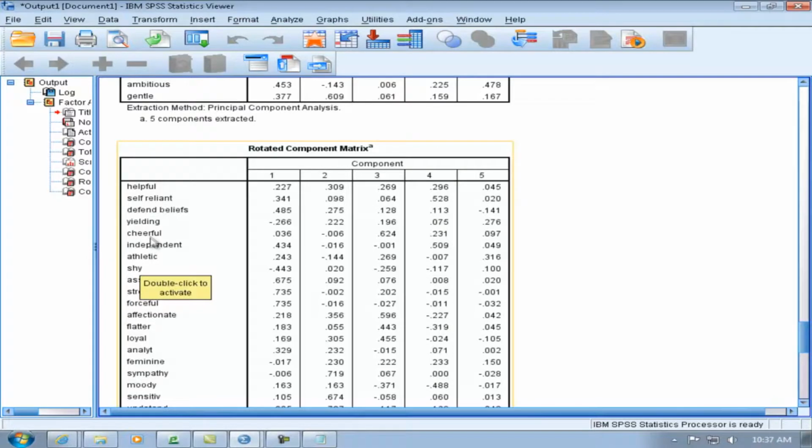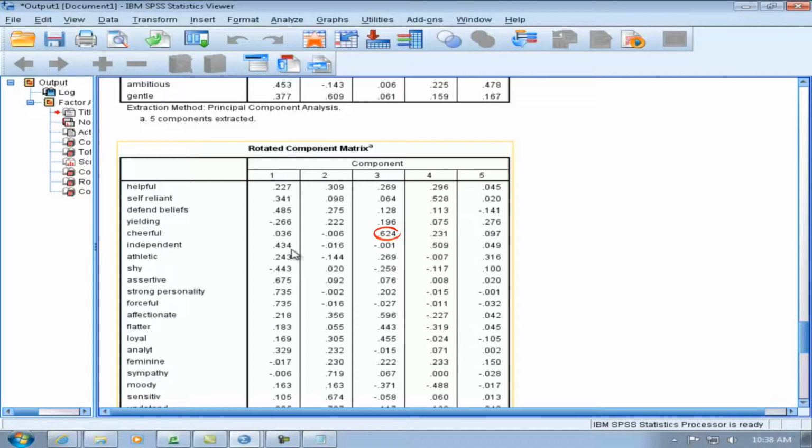Okay, now cheerful. Cheerful actually loads on factor 3. And it's pretty clear. See, it loads virtually not at all on 1, not on 2, not on 4, not on 5. Okay, independent. Well, we've got a problem here. Look at here. 0.43 here and a 0.51 here. Independence.